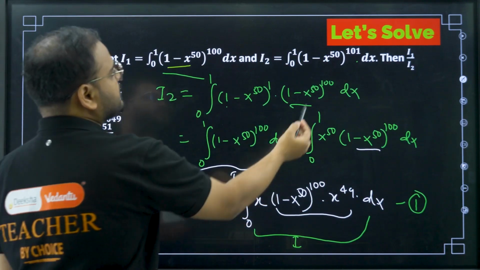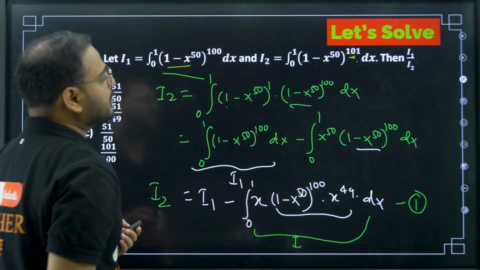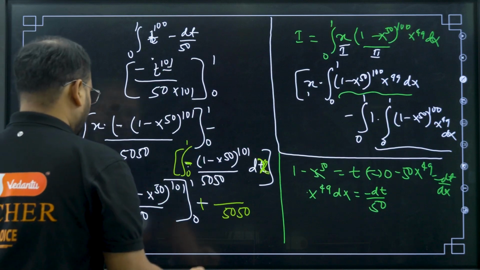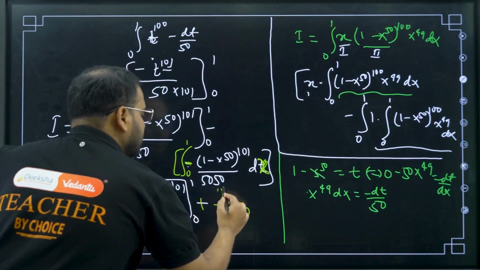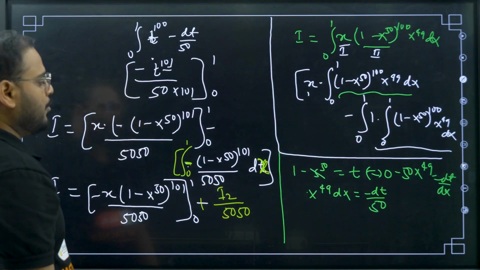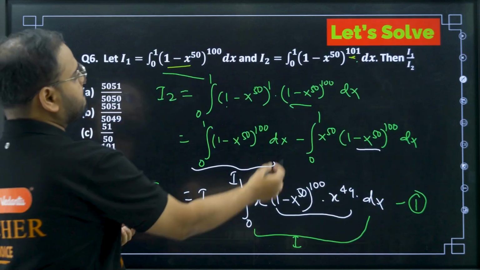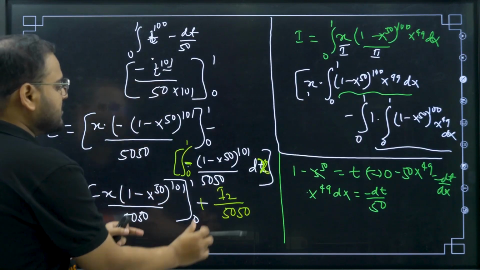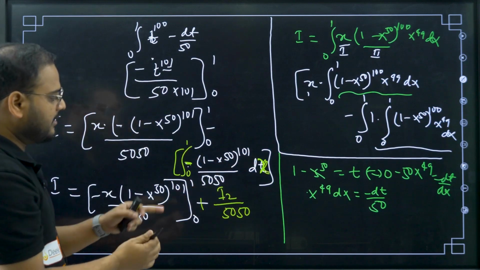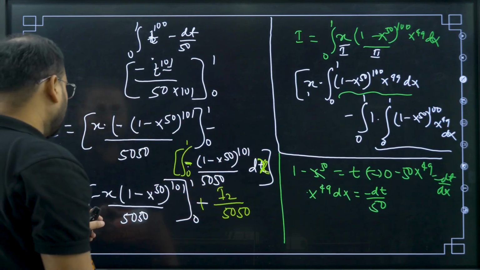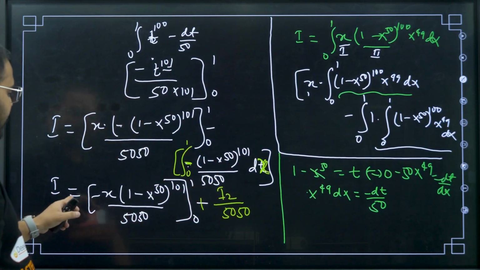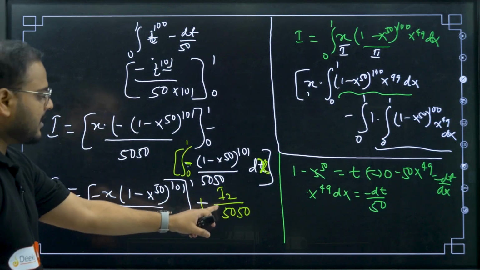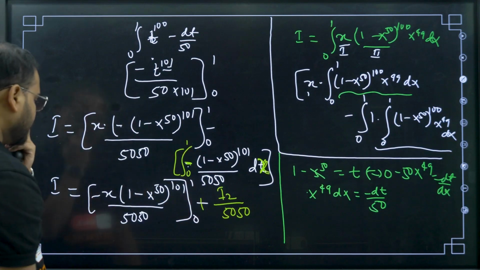1 minus x power 50, what's the power now, power is 101, I can write this simply as, tell me, I2 sir, simply as I2, 1 minus x power 50, 101, upon 50, I2, okay. So this numerator, if you check here, the integration becomes I2. Now what is this now? I got this I as this value plus I2, this value plus I2.